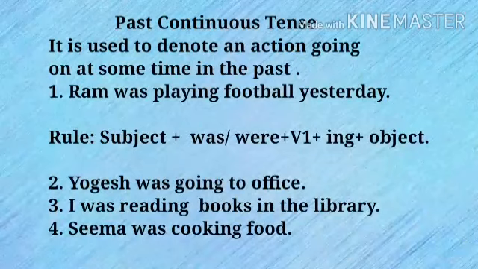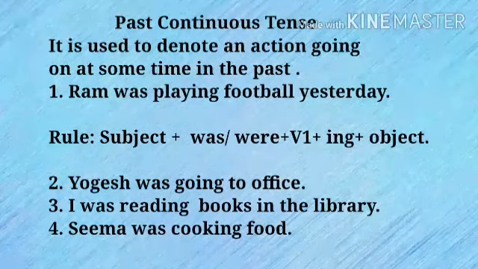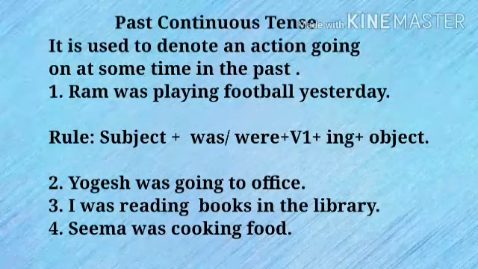Now let's discuss past continuous tense. Past continuous tense is used to denote an action going on at some time in the past. For example, Ram was playing football yesterday. The rule to make past continuous tense is subject plus was/were plus first form of verb plus ing plus object.